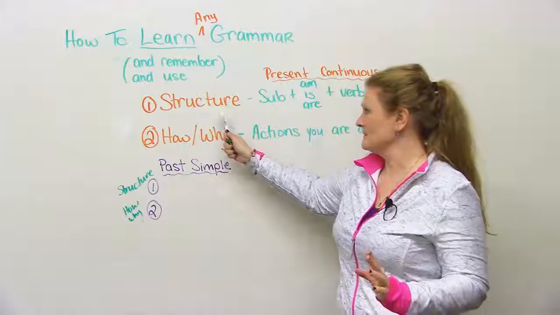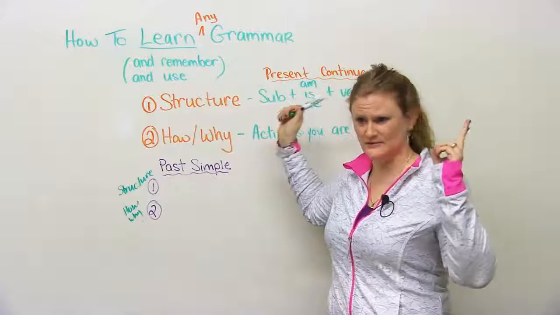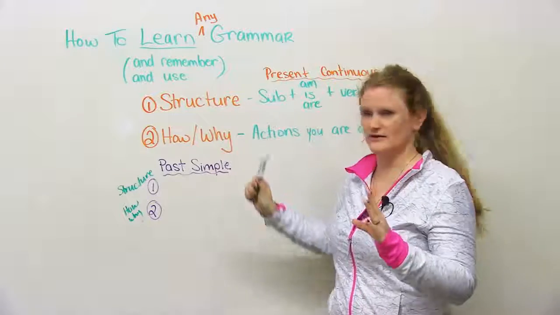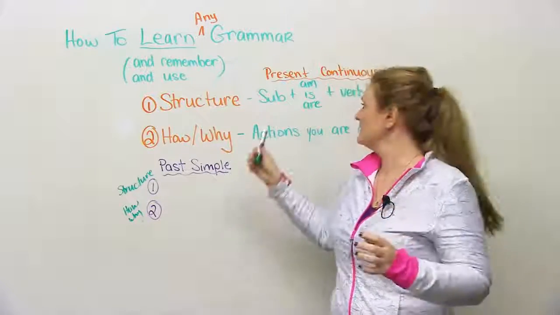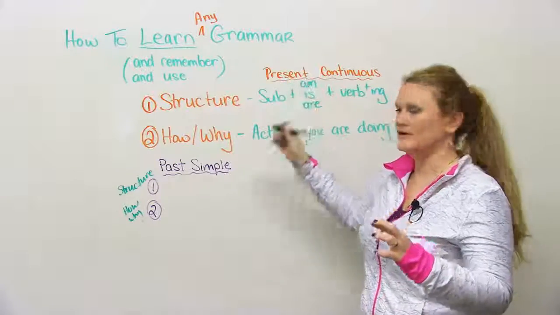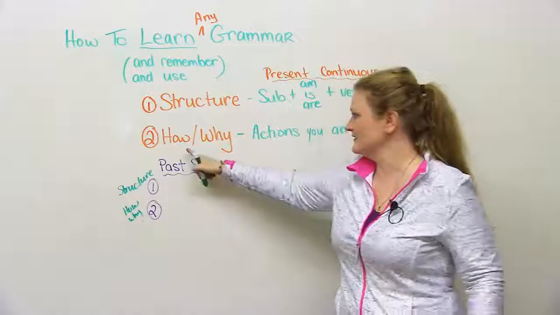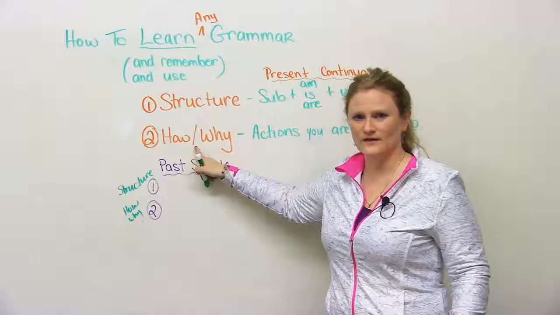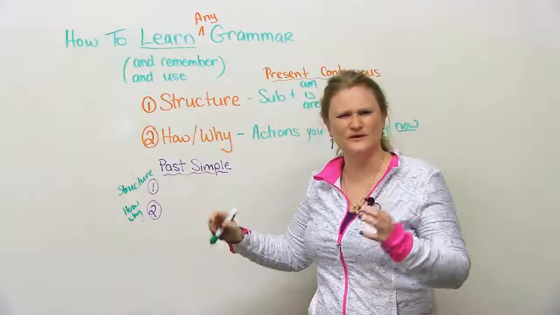First one. You have 2 points to remember. That's it. 2. Done. The first one is the structure. You have to remember and know how the grammar is made, okay? The second point is how or why do we use this? Why do I need to learn this stupid grammar?